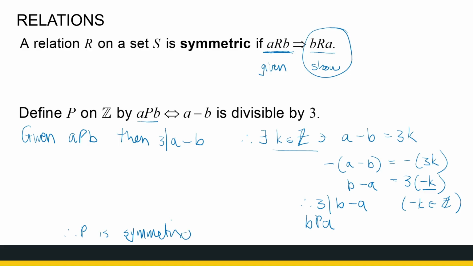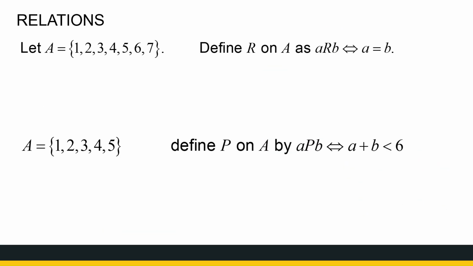All right, so this one relation we've already shown is reflexive. Now we've shown it's symmetric. All right, let's look at the next two. We also looked at them. The first one we saw is reflexive. The second one was not reflexive. But let's look at symmetry.